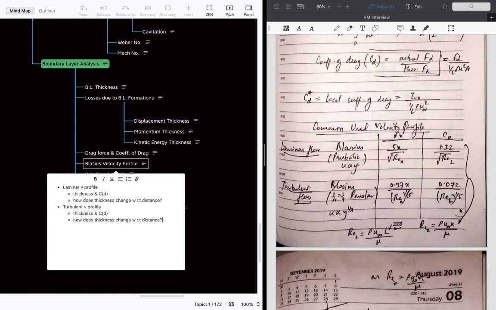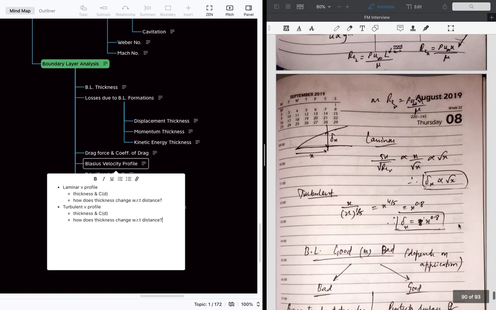Okay, and when we take the Reynolds number for the boundary layer thickness, we take this x distance. For the pipe, we take the diameter, but for the boundary layer thickness, we usually take the length of the plate or the pipe to calculate it. But for the coefficient of drag, we use the diameter.